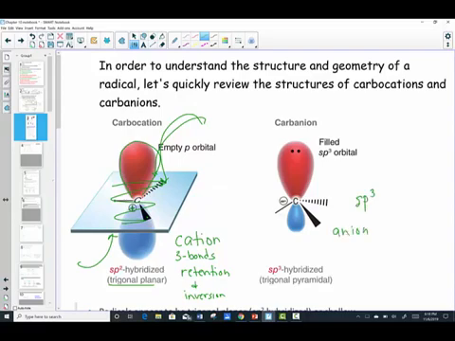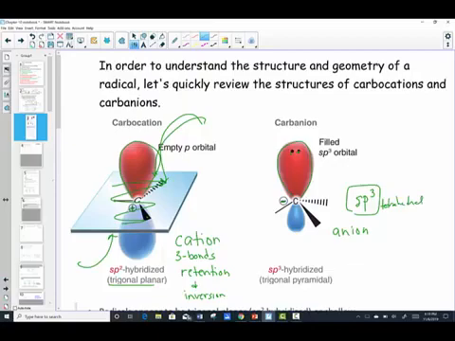Notice the negative ion has electrons filling this orbital. It's not empty, it's full. So all four valence sp3, all four of those bonds are present. Electron domains are present, giving us an sp3 tetrahedral shape.